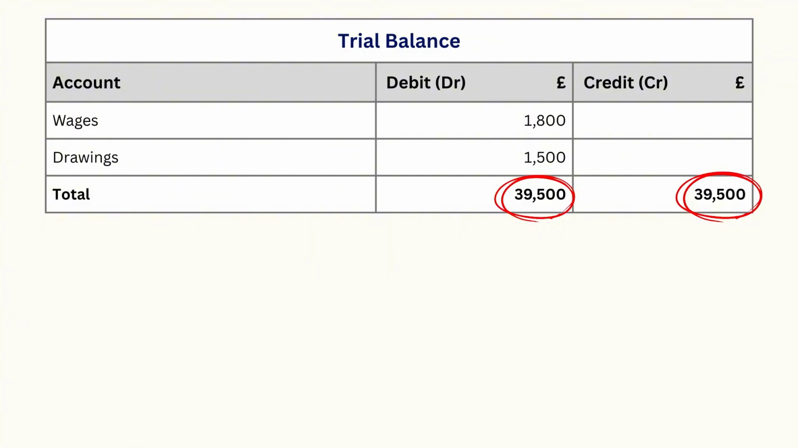This confirms that the double entry bookkeeping was applied correctly. Debits and credits equal each other, and ledger balances have been transferred to the trial balance accurately. The trial balance tells us that the arithmetic and the double entry structure are correct. This is exactly how the trial balance works in practice.